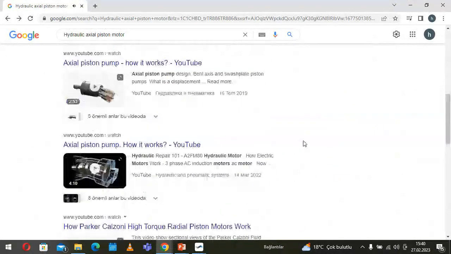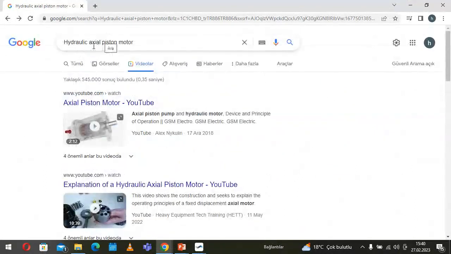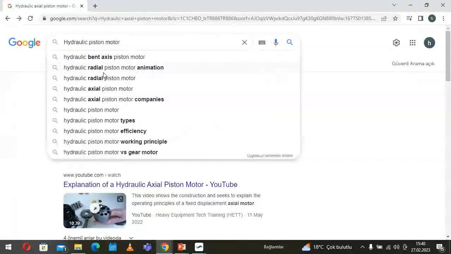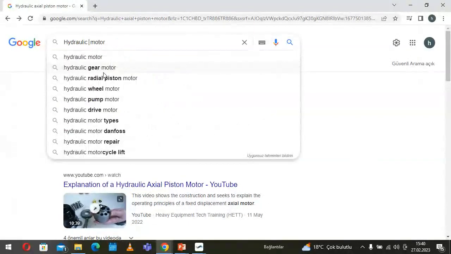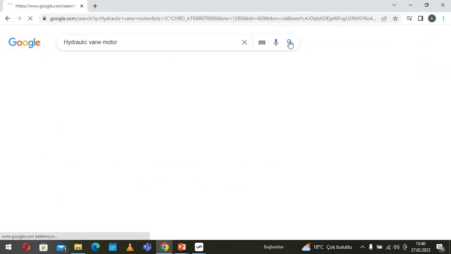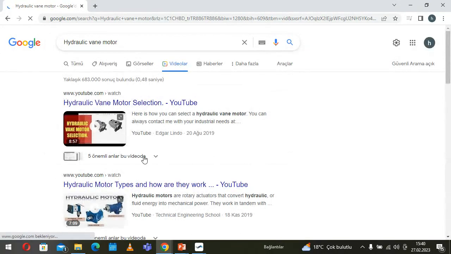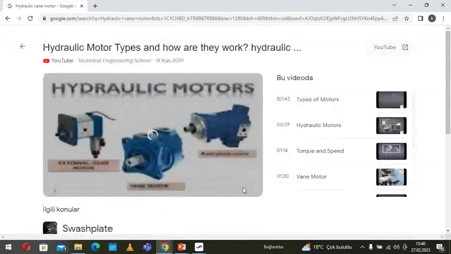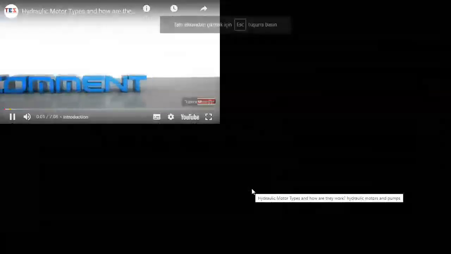Okay, that's enough. The vane pump, vane motor, hydraulic vane motor. Maybe I can show you the vane motor. Gear motor we have already seen. So this vane motor, where is it? Here maybe. So this is okay. Vane motor.